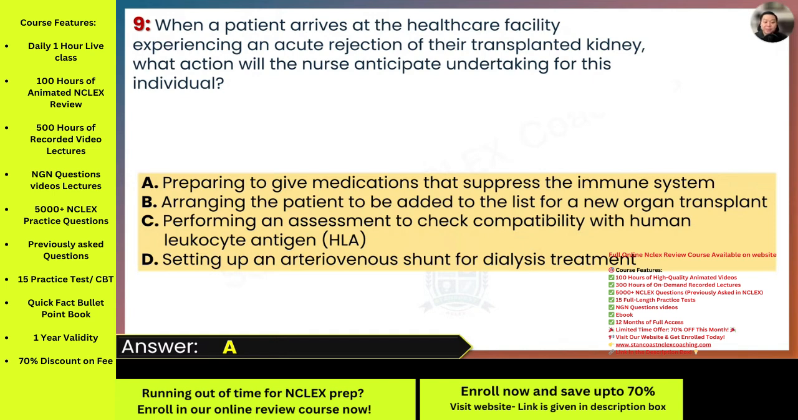And so when you encounter this type of question related to organ transplantation, you have to differentiate between acute and chronic rejection. In such cases about acute rejection, the focus is on immunosuppressive therapy, and this is to manage the immune response, while chronic rejection may lead to, let's say, discussions about retransplantation or the use of dialysis.